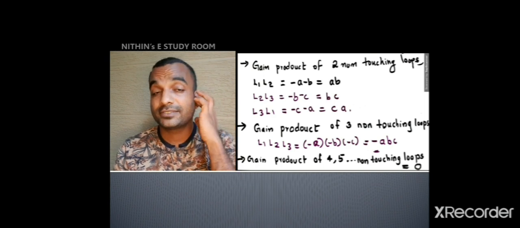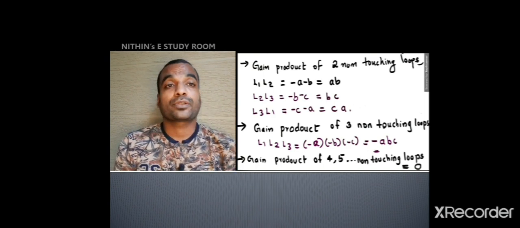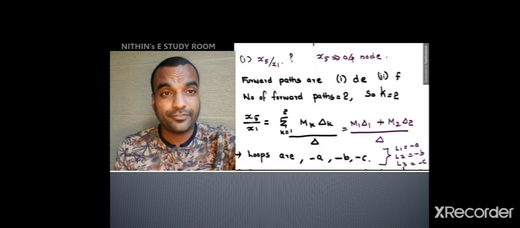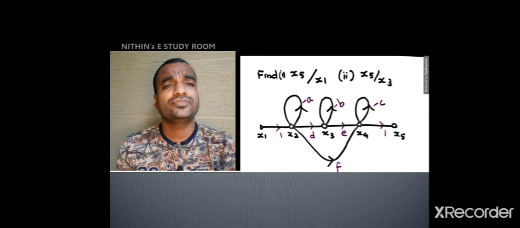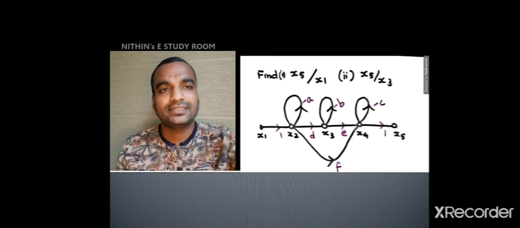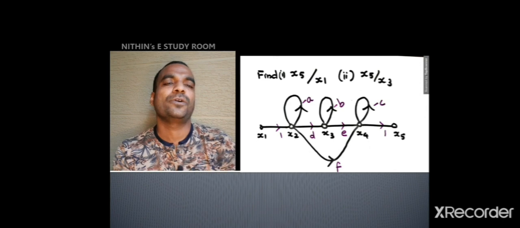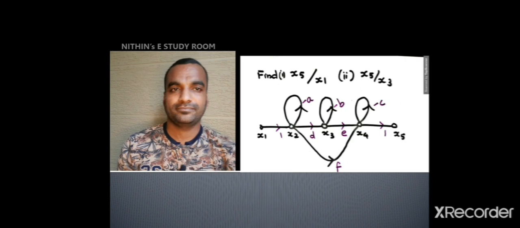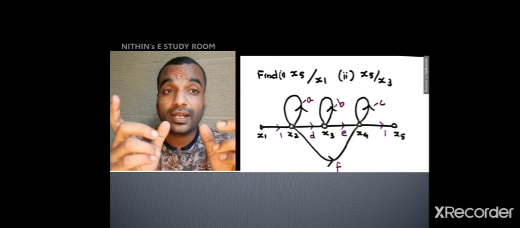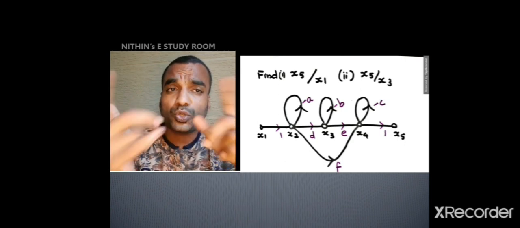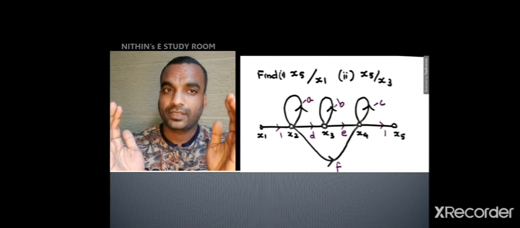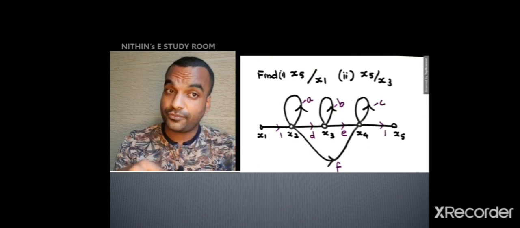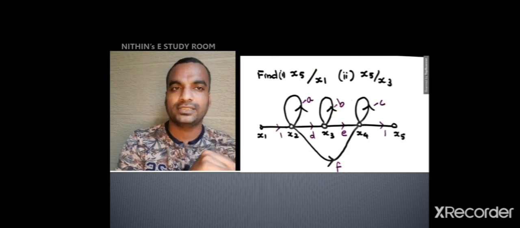And the second term was plus, in bracket, the gain product of two non-touching loops. Now it is time to identify the non-touching loops. It is very clear that all the 3 loops are non-touching. Is there any touch between minus a and minus b? No, these loops are non-touching. You have to identify 2 non-touching loops only in the second term. What was there in bracket? Sum of gain product of 2 non-touching loops.